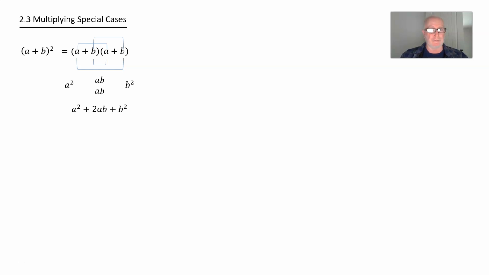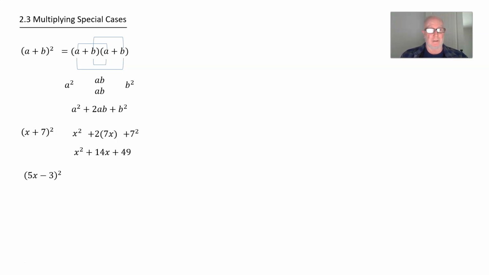We're just going to square the first term, square the second term, and then multiply the terms together and go times 2 to get the middle term. So let's look at an example. X plus 7 squared. We're going to square the first term, so we get x squared. We're going to square the second term, so we're going to get 7 squared. And then we're going to multiply 7 times x and go times 2 to get the middle term. So we have x squared plus 14x plus 49.